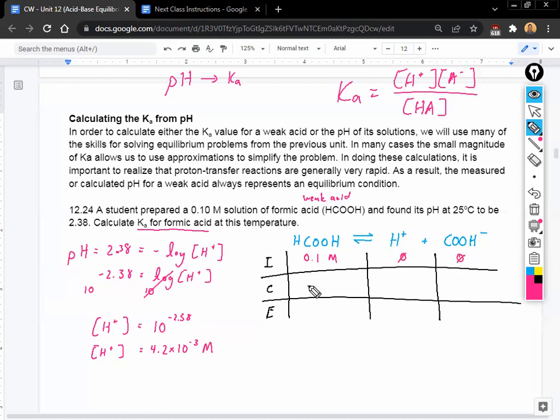We know that we're going to lose some formic acid to form H plus and the conjugate base. We just found out that the concentration of the H plus is going to be 4.2 times 10 to the negative 3, which means that COOH minus is also going to be 4.2 times 10 to the negative 3. That's going to be your change. And so the equilibrium concentration of formic acid is going to be 0.1 minus 4.2 times 10 to the negative 3. Now I know I went through that pretty quick, but does that make sense? Hopefully.